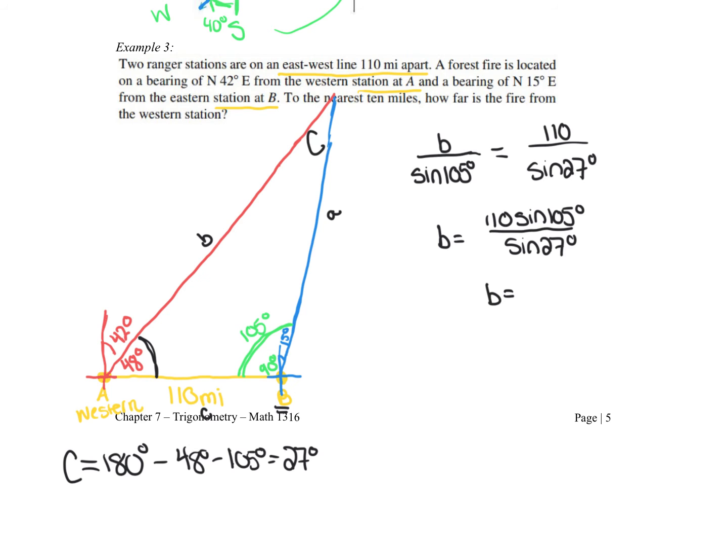And it says, read please guys, don't mess up. It says the nearest 10 miles. So when you type this in, you're going to round to not the tenths, but the tens place. 230 miles.